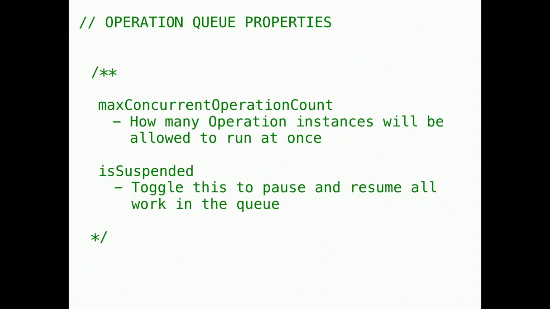Another useful property is the isSuspended property. This is a Boolean property, and if you set this to true, it will pause the operation queue. It won't allow the next operation to start, and it will save the state of the operation queue until you toggle it back to false, and then it will resume. This is good if the user, say, changes contexts, and you need to free up resources for whatever they've asked the app to do, but you want to remember the work that you were trying to do in the background and resume it at some later point in time.